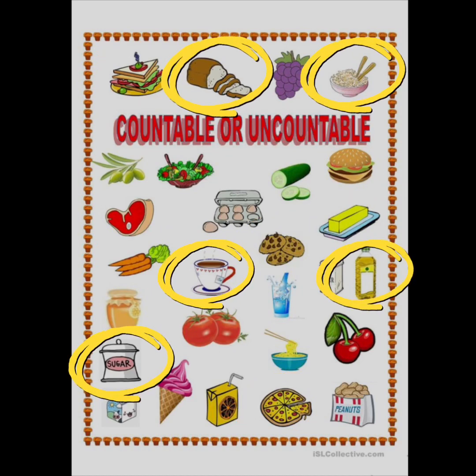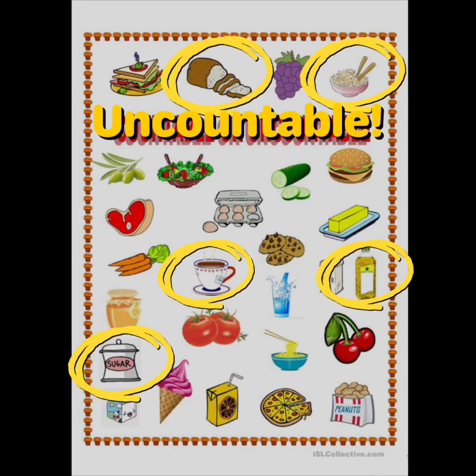Now look at these ones. Are they countable or uncountable? Have a think. Can you count 1, 2, 3, 4, 5 with them? They are uncountable because you need to use the container to express the quantity or amount. For example, I have 1 bottle of olive oil.